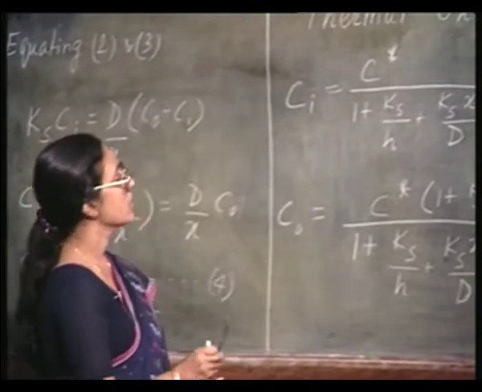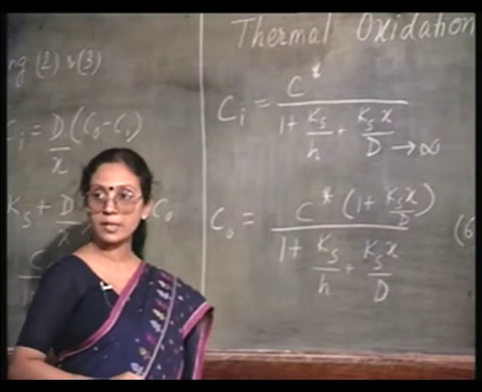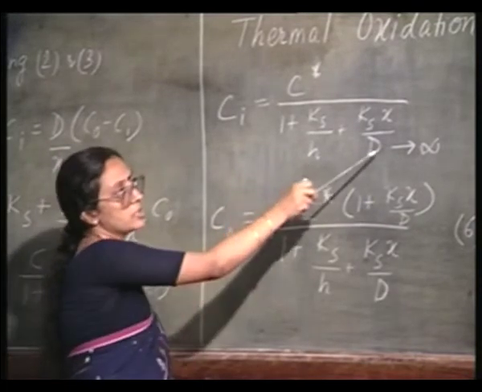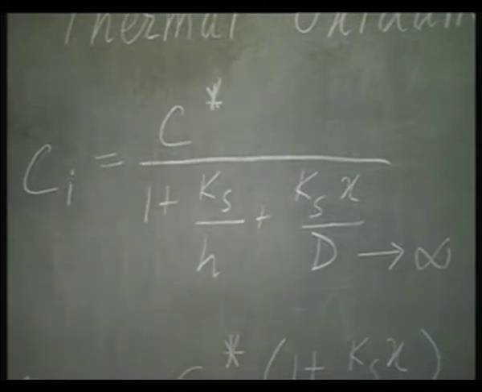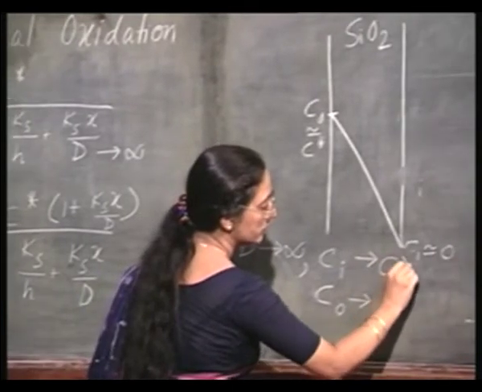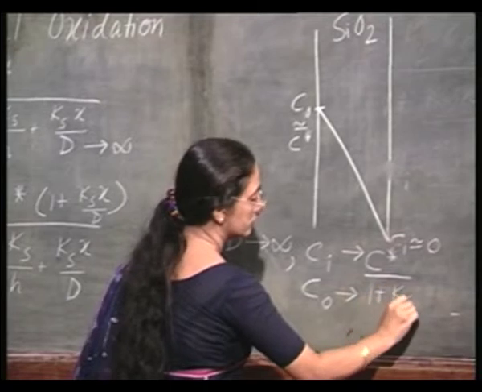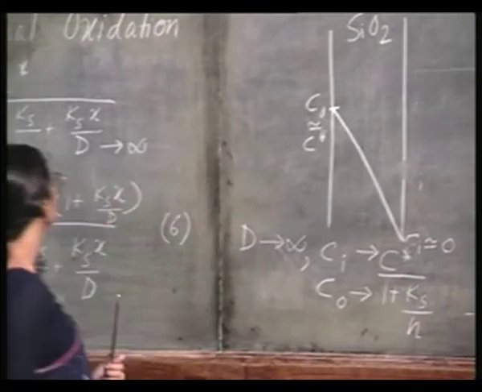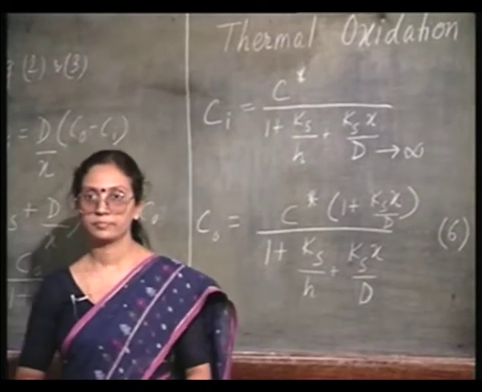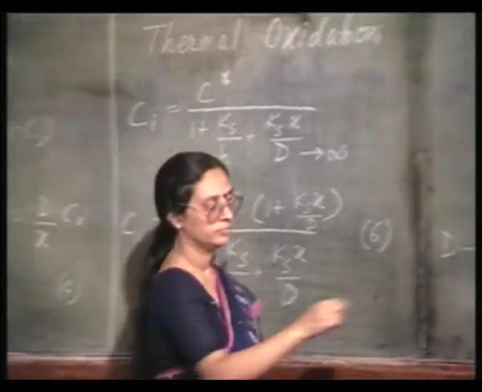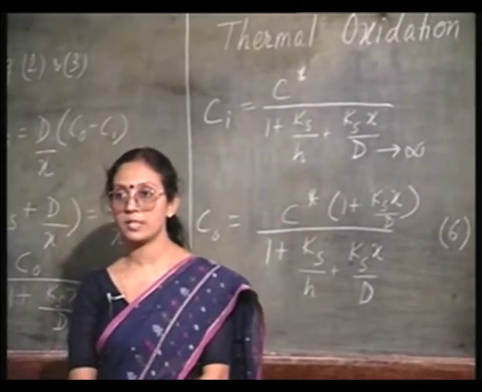then Ci is going to be C star divided by 1 plus Ks by H. This is tending to infinity, this term is 0. So, this is C star divided by 1 plus Ks by H. And what about C naught? C naught is also the same thing, C star divided by 1 plus Ks by H.